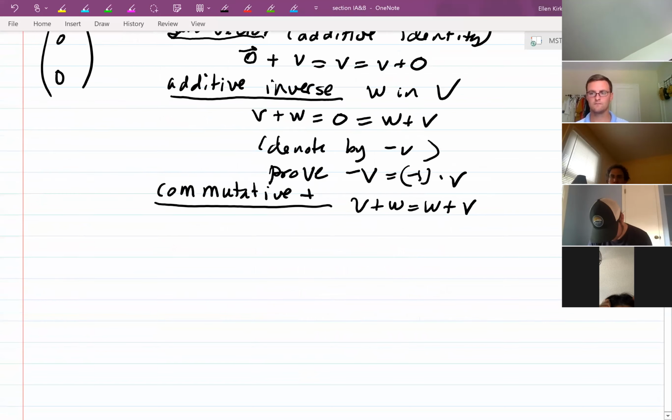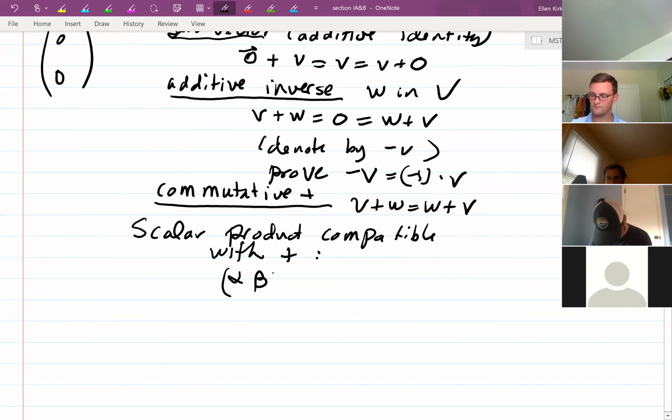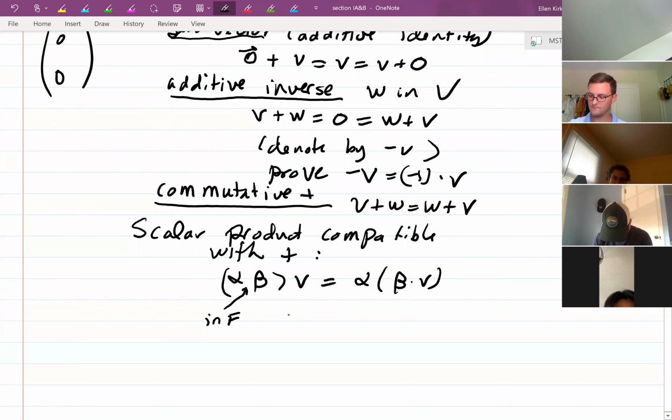And so then you also have this scalar product that has to play nicely with it, compatible with plus. So that just means things like, if I have alpha beta times V, that's alpha times beta times V. Now, these are not the same kind of product. This is the product in F, and this is this scalar product. When I multiply these two numbers, like 2 times 3, I'm going to get a number, and then I multiply that number times a vector.